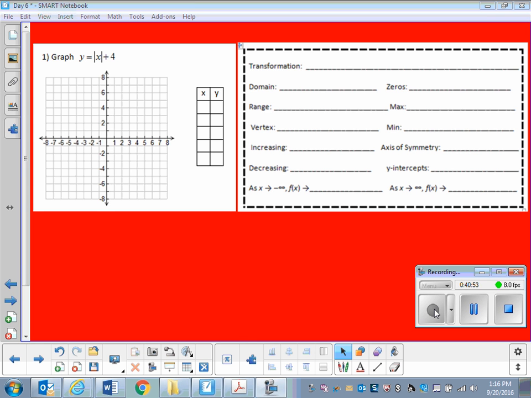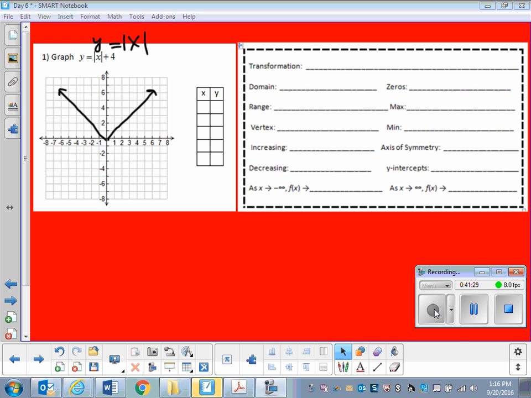Can anyone tell me why I would want to do that instead of just taking x's? Because then you know where the vertex is. Yeah, because if I'm careless and I just choose all the x's on one side of the vertex, how will I know where that angle is? You see what I mean? So let's start with the parent function. My parent function is y equals absolute value of x. So I'll just graph it. I already know what it is by heart, right? This is it.